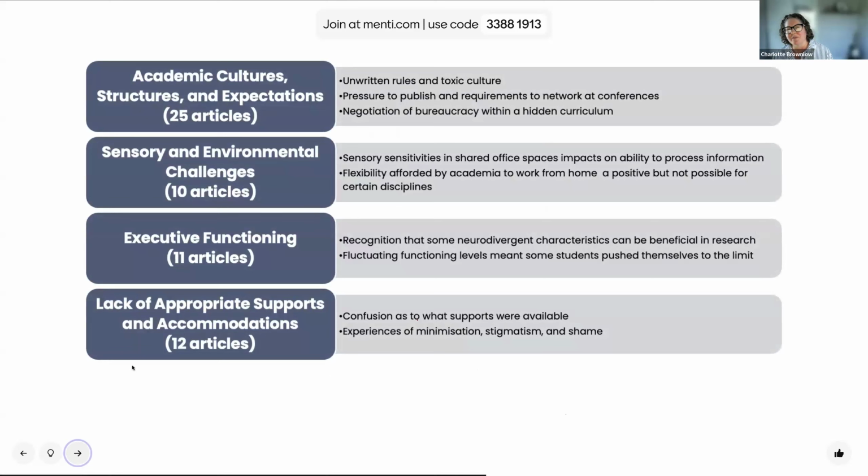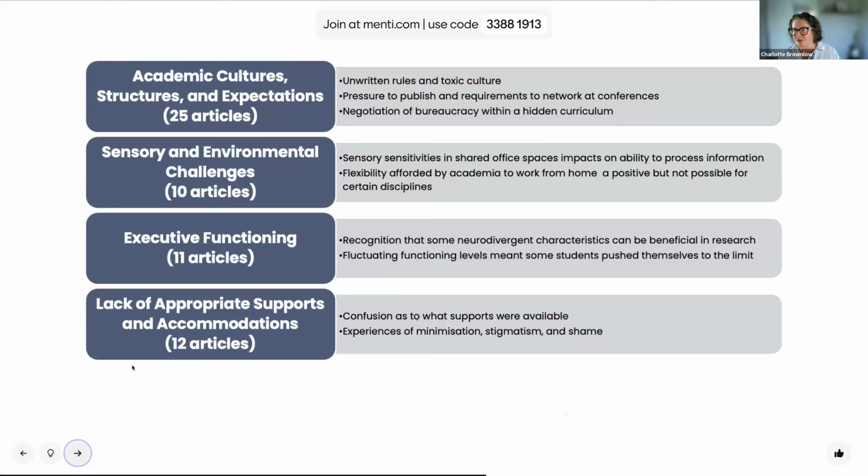What was interesting was that of the 31 papers, the academic cultures, structures and expectations were really highly represented within the papers that we examined. So in terms of experiences, there were concerns about unwritten rules, about toxic cultures, about the pressure to publish. And of course, the all-important requirement to network at conferences, which is terrifying at the best of times. So there's all sorts of pressures being put on there, plus that extra layer of bureaucracy that has all of this hidden curriculum underneath. So there are all sorts of issues with the way that we set up structures and the way we have expectations.